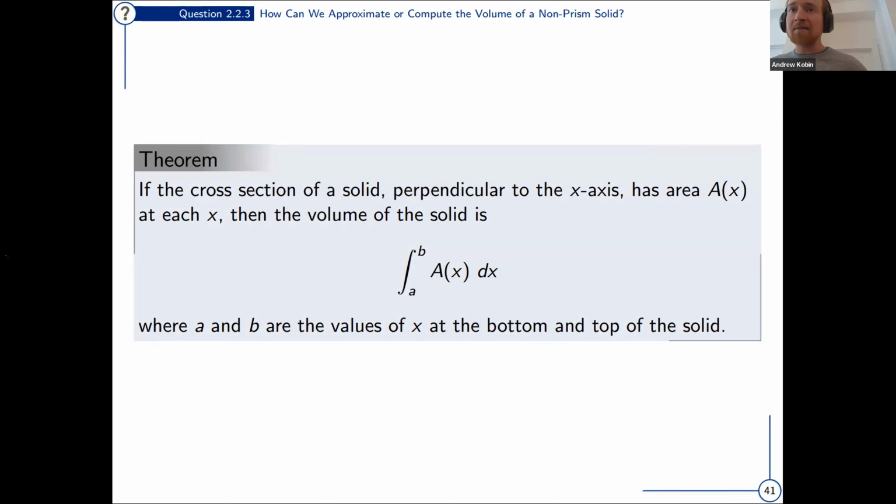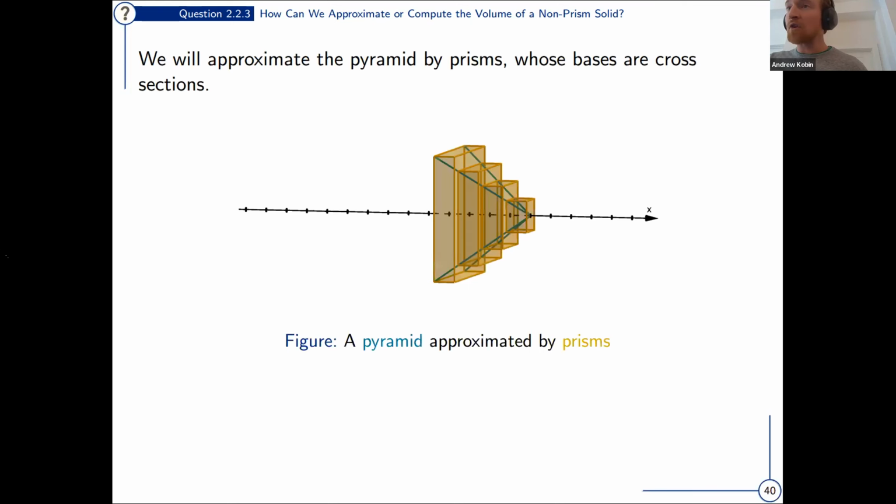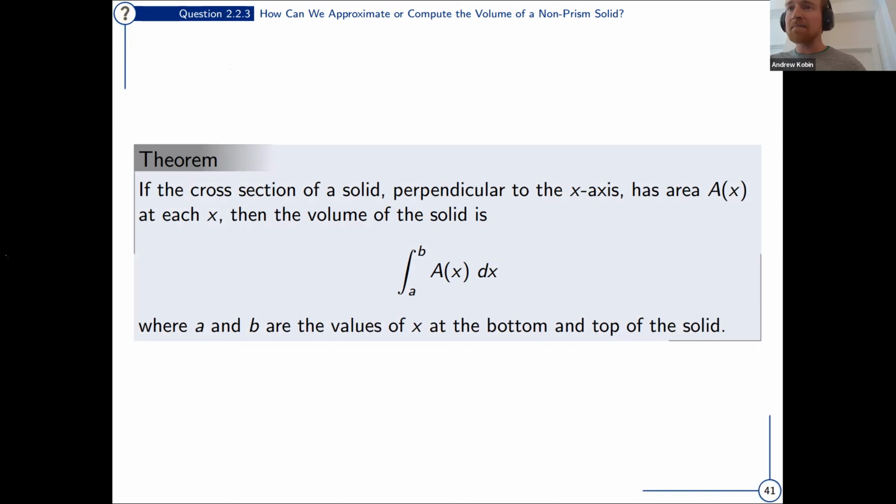If we have a solid and we put it in XYZ three-dimensional space, we'll put it along the x-axis so that we can take slices, or cross sections, that are perpendicular to the x-axis, just like in this picture here. These are vertical slices perpendicular to the horizontal x-axis.